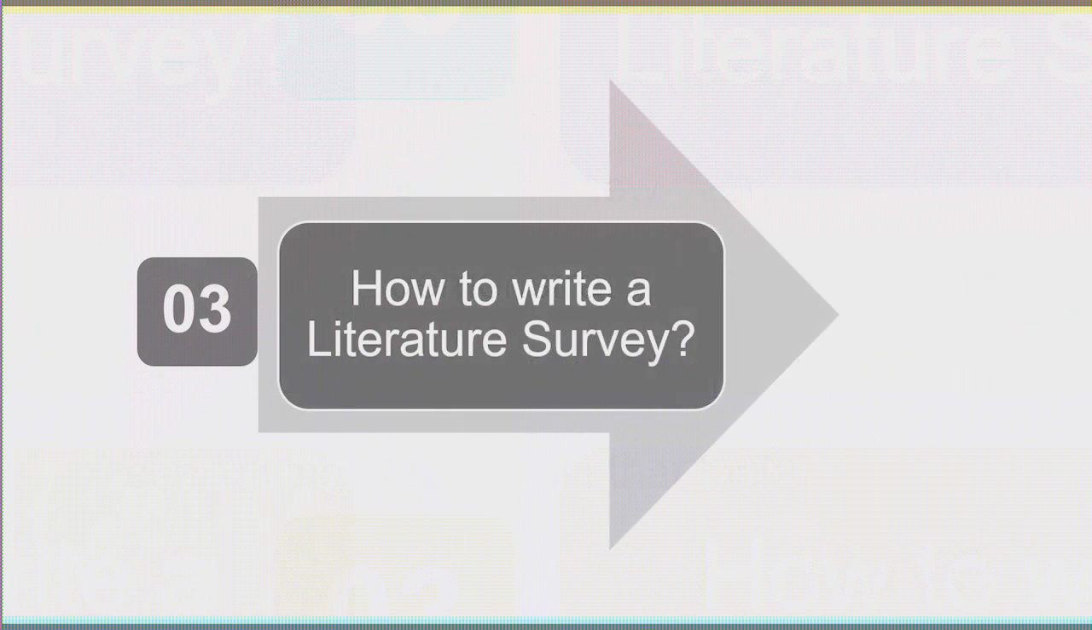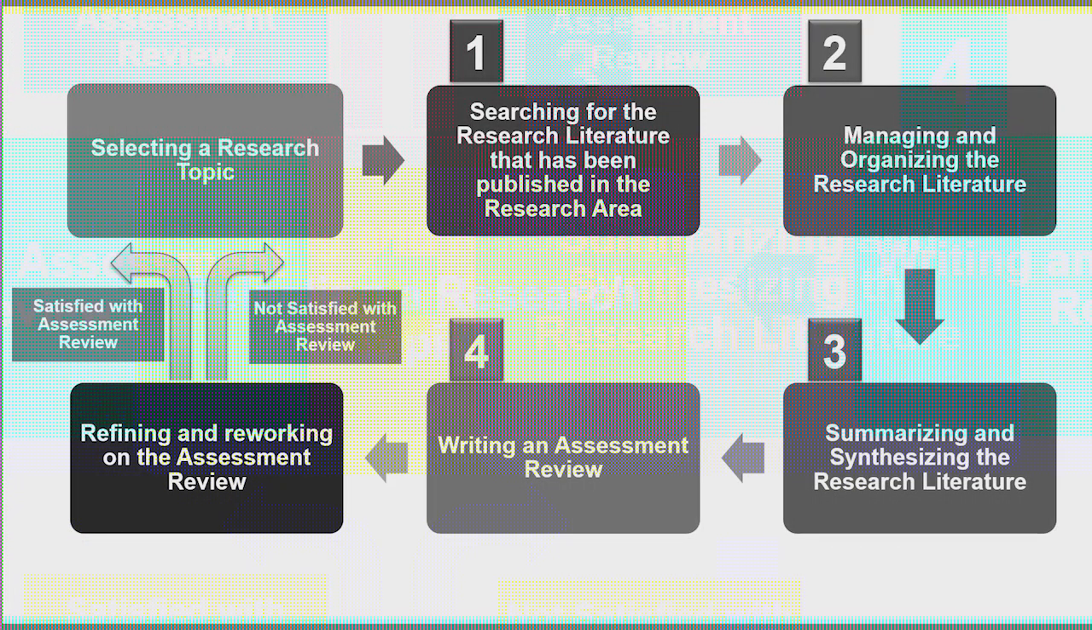Now let us consider the prime topic of this presentation, namely how to write a literature survey. The process of designing the review of literature consists of a pre-processing step, namely selecting a research topic. The actual process consists of 4 steps, namely searching for the research literature that has been published in the research area, managing and organizing the research literature, summarizing and synthesizing the research literature, writing an assessment review.